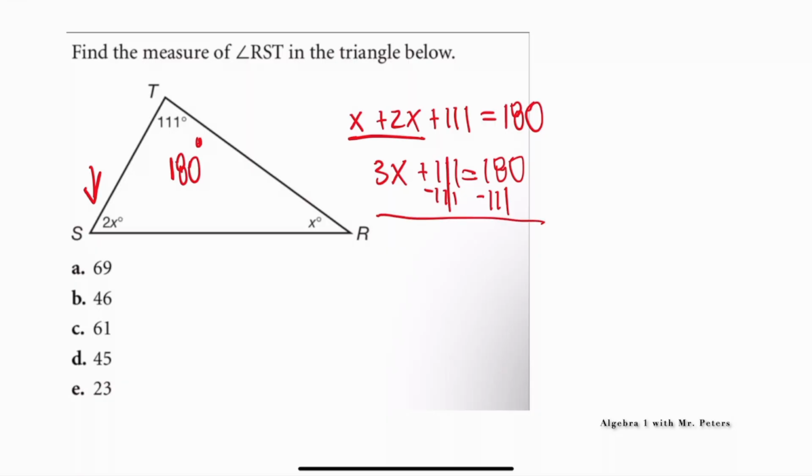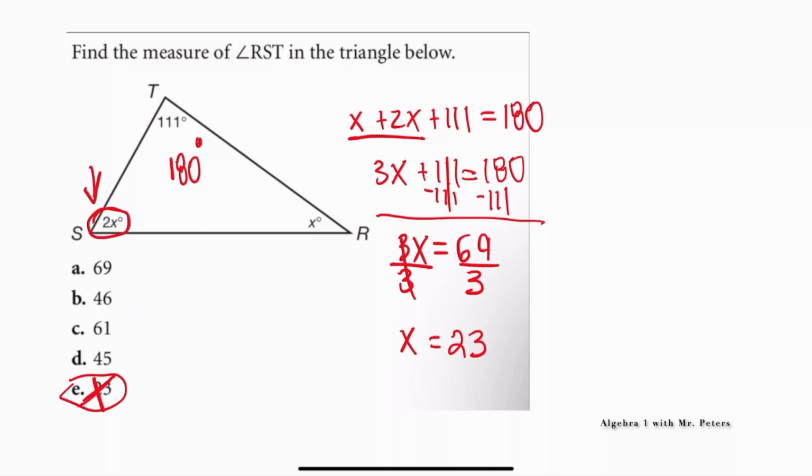Next thing we need to do now is subtract and isolate our x. So after we subtract 111, x is now by itself. We have 3 times x is equal to 180 minus 111, which is 69. So now we have to divide by 3 to get x absolutely by itself. And we get x is equal to 23. Now, a lot of students are going to go and circle this answer. And family, this is wrong because they didn't ask us for x. They said, hey, what is the angle measure for RST? That's why I point that arrow there.